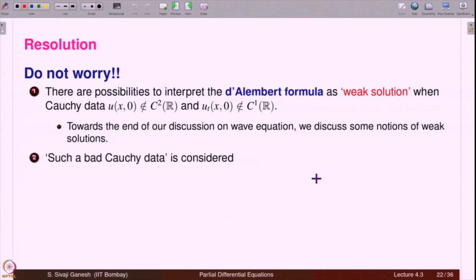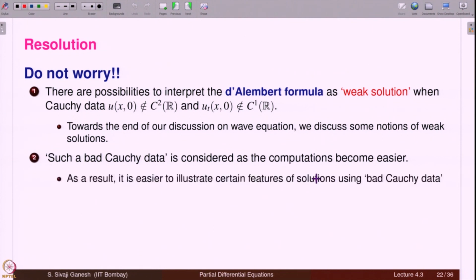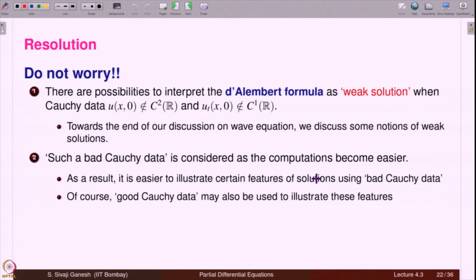So, such a bad Cauchy data, why do we consider? We consider because the computations become easier. As a result, it is easy to illustrate certain features of solutions that we want to show using bad Cauchy data. Of course, good Cauchy data may also be used to illustrate these features, but computations become very difficult, complicated, cumbersome, and our attention will be focused on actually computing the solution rather than exhibiting the features. That is the reason why we use bad Cauchy data, but we should be aware that this is not the Cauchy data for which D'Alembert formula is a classical solution, that we should keep in mind.